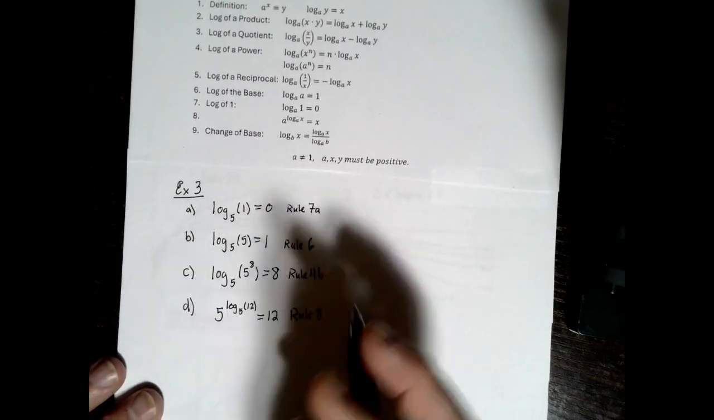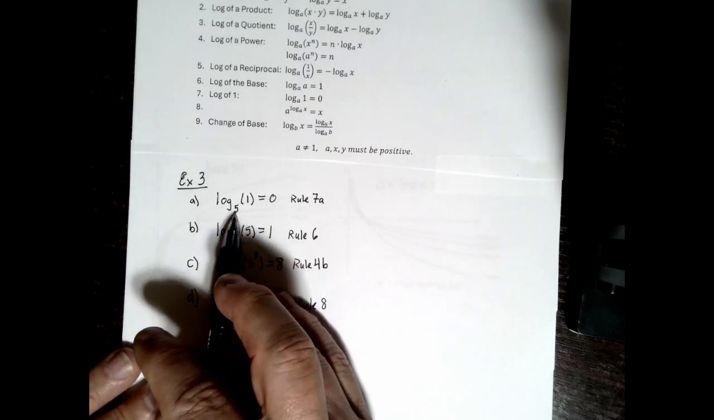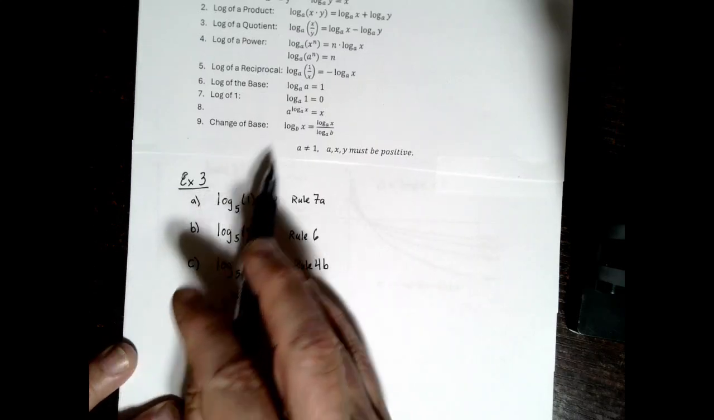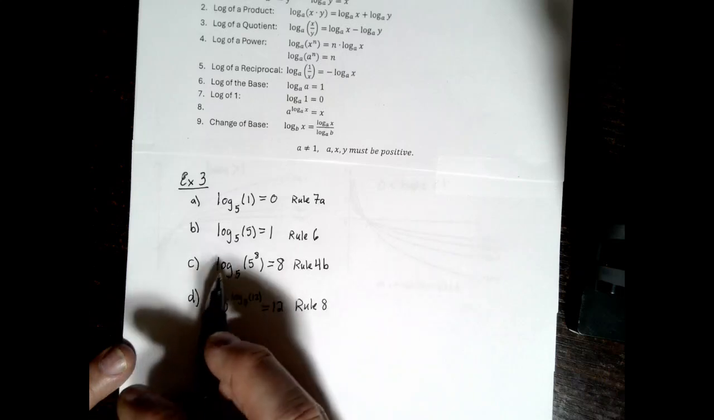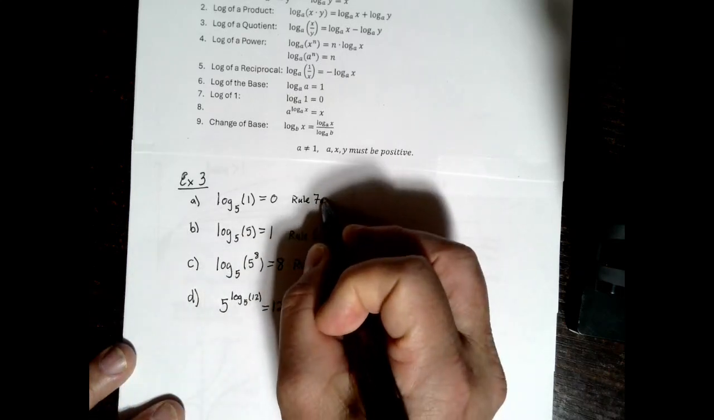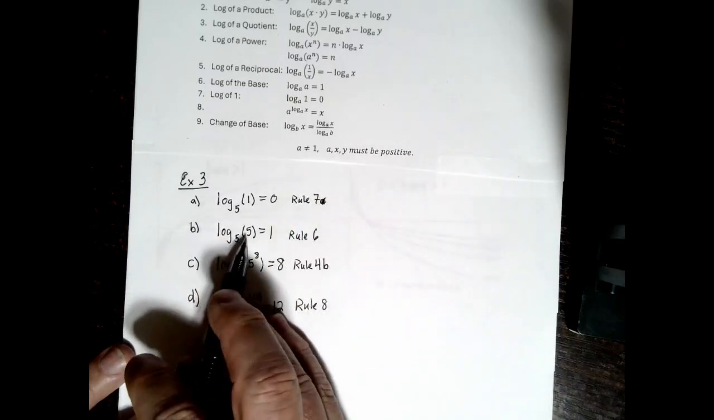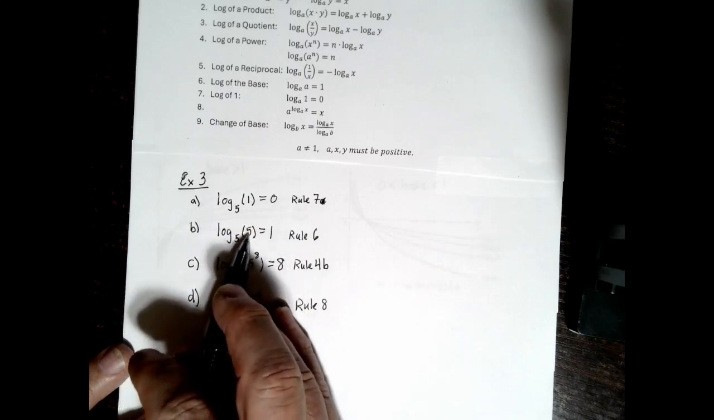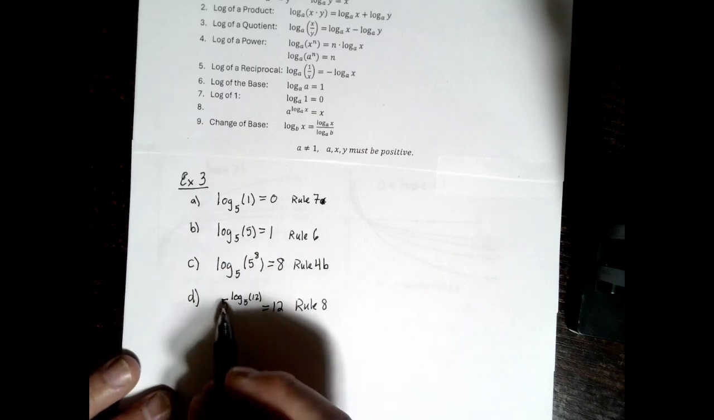Alright, and so here are some examples of some rules here. So they say log base 5 of 1 equals 0. We just said that. That's rule 7, 7a. Log base 5 of 5 equals 1 because the exponent is 1 there. Remember, when those two match, the answer is just the exponent.